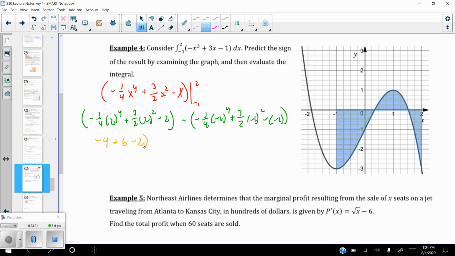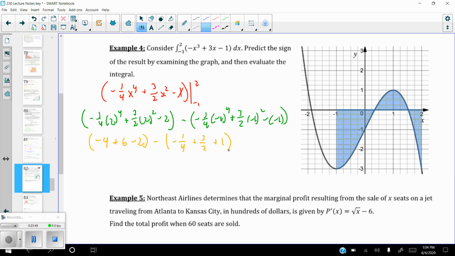And then minus 2. That first parentheses worked out pretty well. Next one's going to have some fractions left in it for sure. So -1 to the 4th is +1. So that's going to end up multiplying by the -1/4, which is -1/4. -1 squared is +1, so that's +3/2. And then minus 1 is +1.